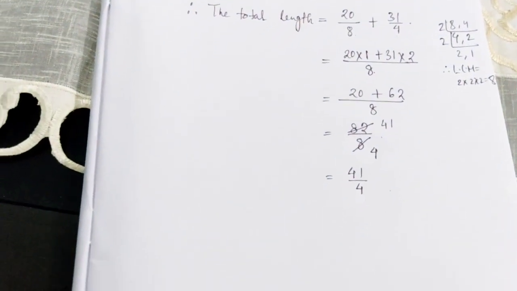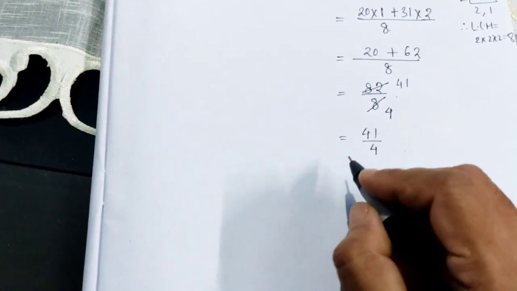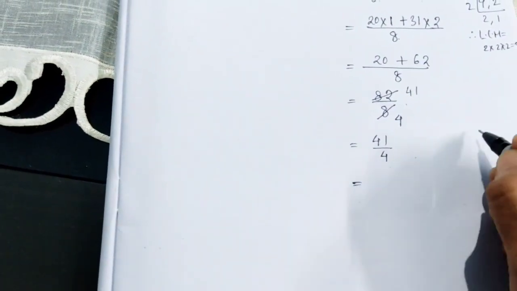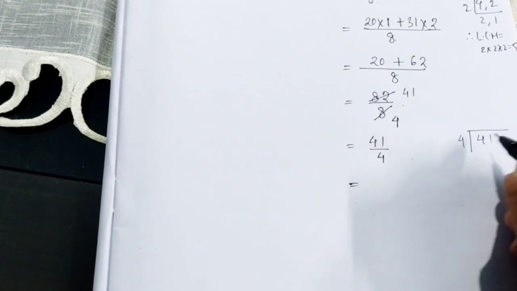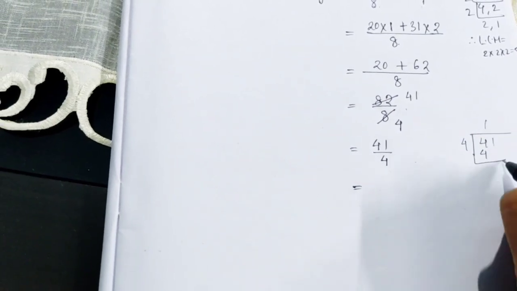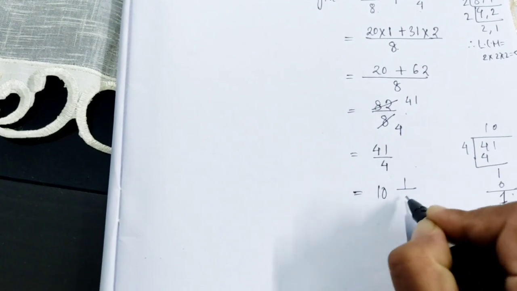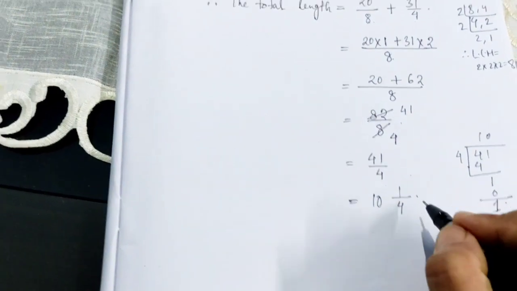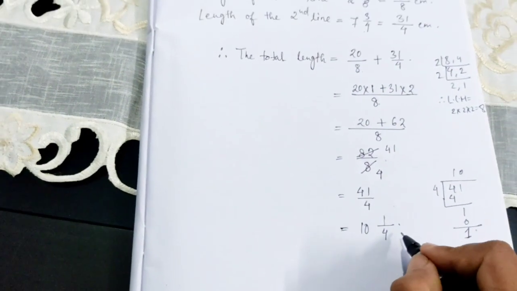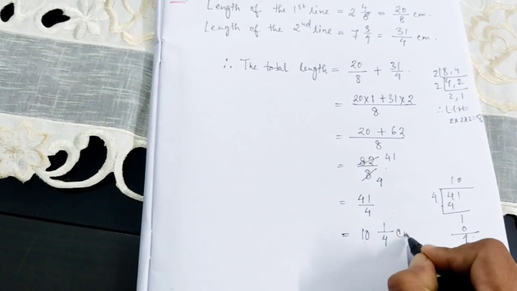Now you can do division, 41 by 4. 4 ones are 4, 4 zeros are 0. Now the remainder will be 1. So you will get 10 and 1 by 4. So this will be the answer. The total length will be 10 and 1 by 4 centimeter.